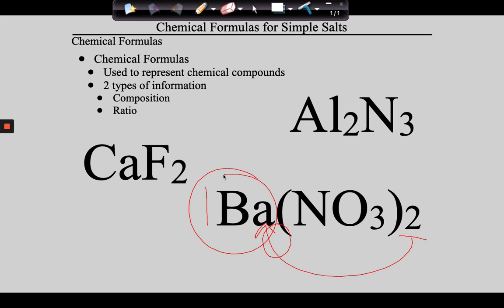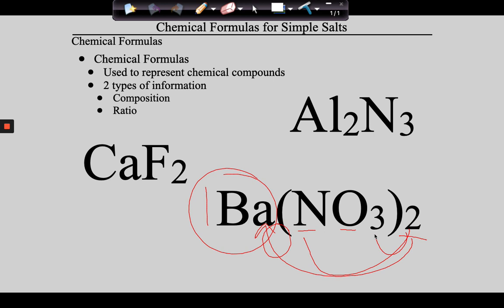Now we need to look at the nitrogen and the oxygen. And guys, when we look at the nitrogen and the oxygen, the 2 distributes through the parentheses. So how many nitrogens are in this? 2. And what about oxygens? 6. You get the idea?